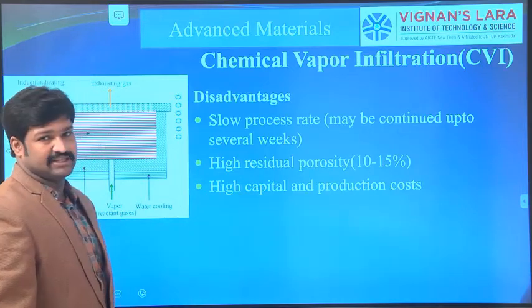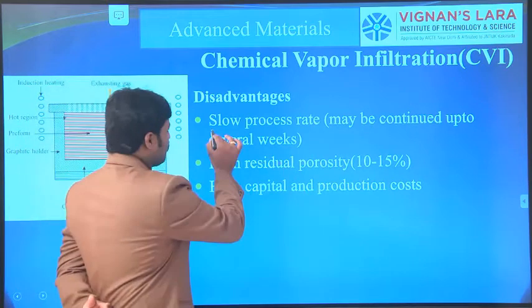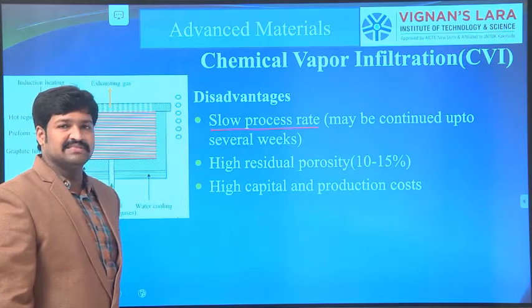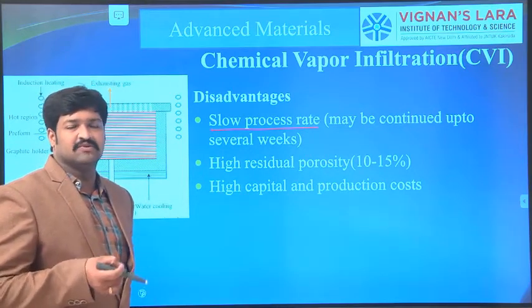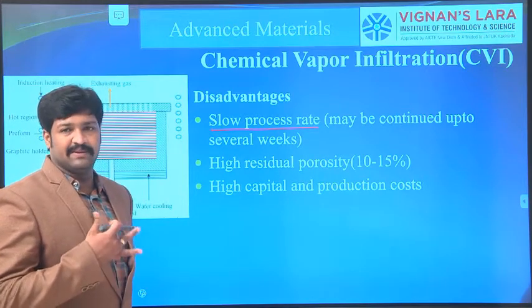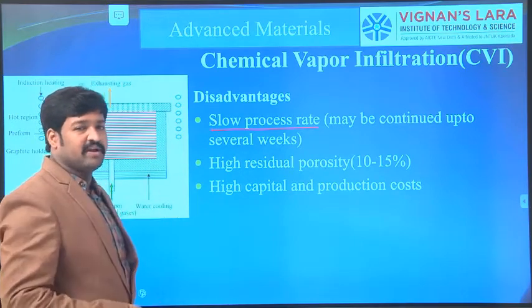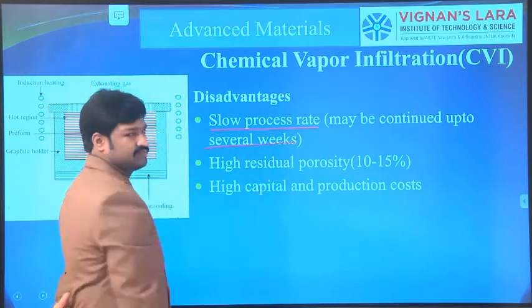Next, disadvantages. The process is very slow. It means the slow process rate may continue for up to several weeks. By means of vapor deposition, the deposition rate is very low. At a single instance, only microns of matrix material are deposited on the surface. Due to this limitation, the process is repeated and continued over several weeks.